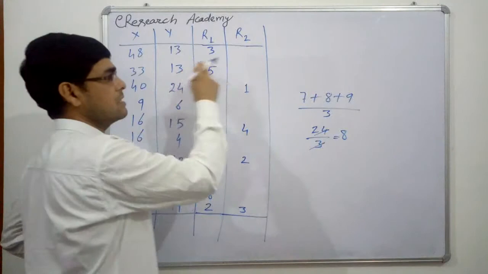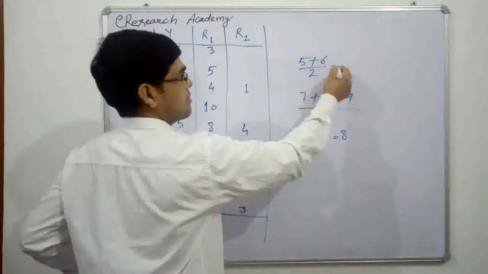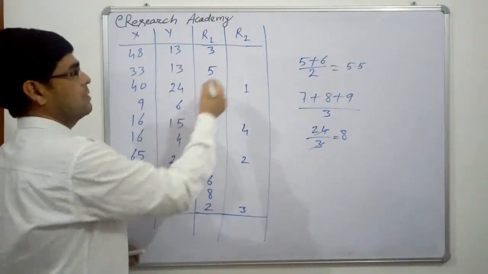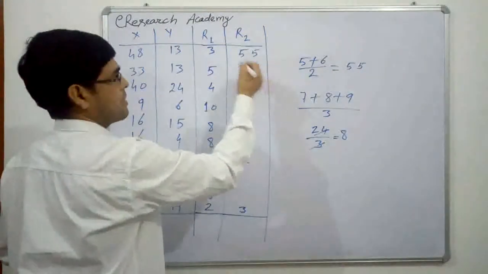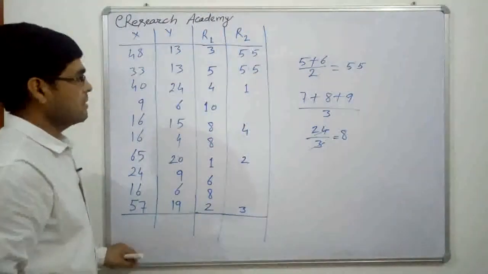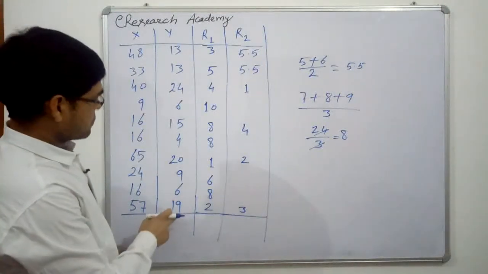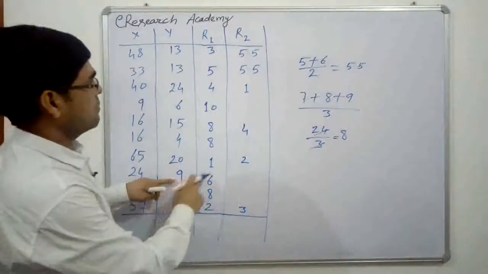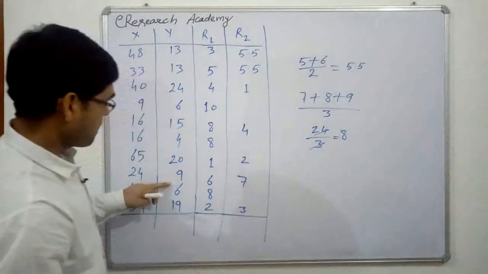Okay, so in this case we will have to get again the average of 5 and 6 by 2. It will give us 5.5. So we will give rank to both the values as 5.5, right? Next we have 9. We are on 6, so we will give it as 7.